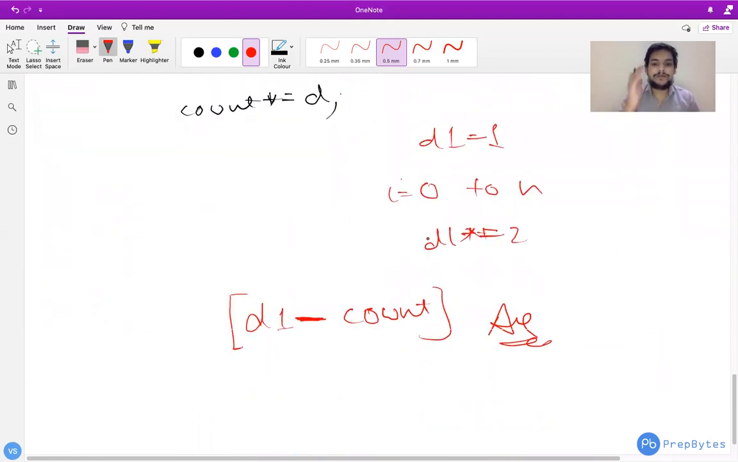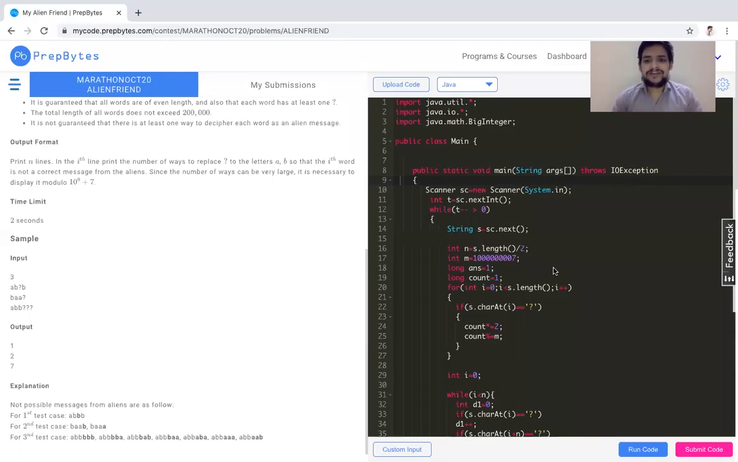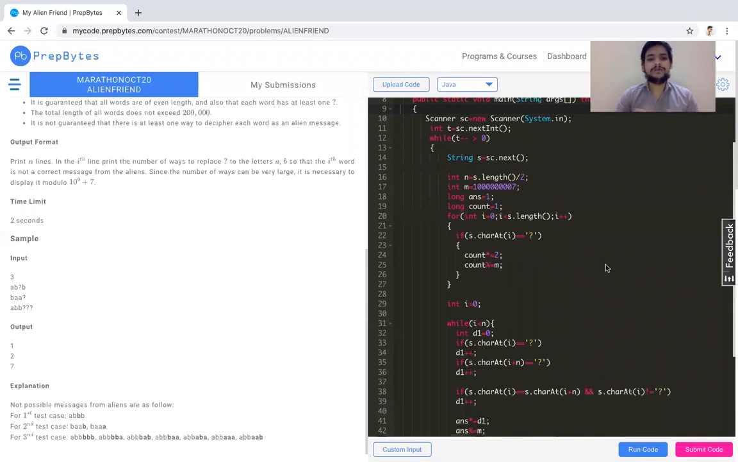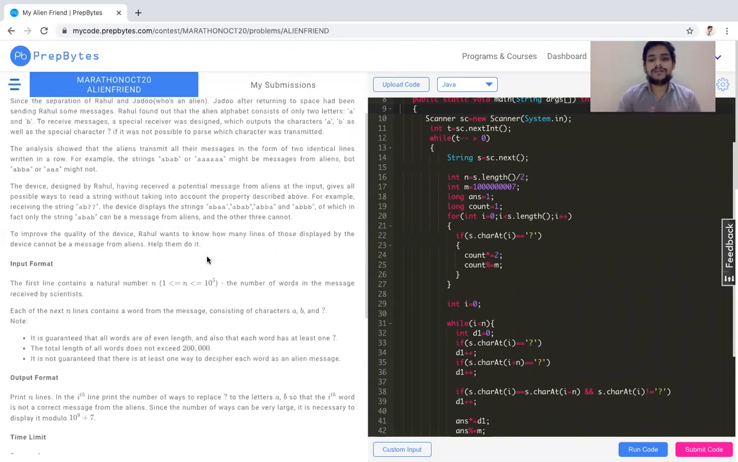So this was the approach for this question and also the pseudo code. Now we will discuss the implementation for this code. The implementation is just the same as the pseudo code. Only, because the constraints are too big here, to handle that we have to take the mod with 10^9 plus 7. So we will keep in mind that.